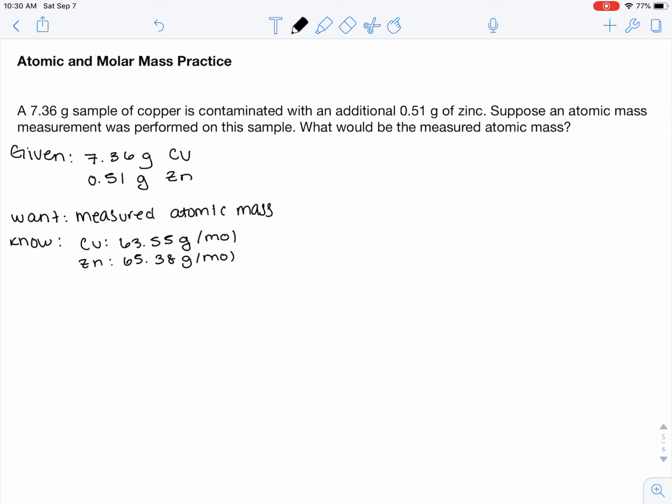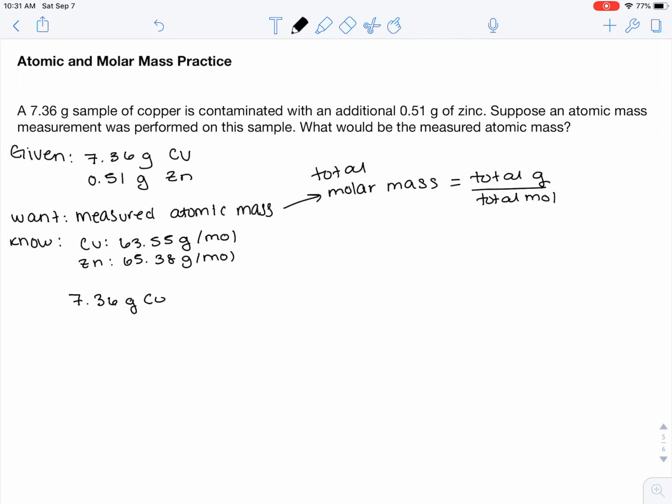So, since I know individually these masses, I can figure out how many moles I have in both. Because if you think of atomic mass, molar mass, you want total. So you want total molar mass, which means you need to know total grams over total moles. So you need to figure out how many total moles you have of copper and of zinc together.